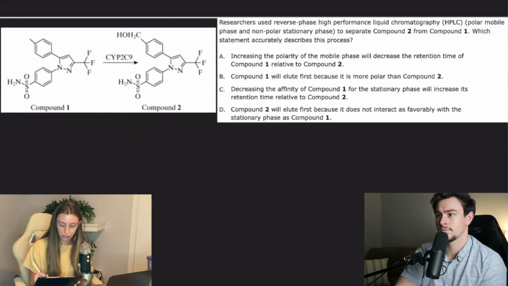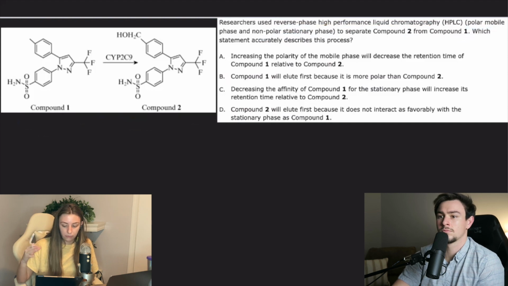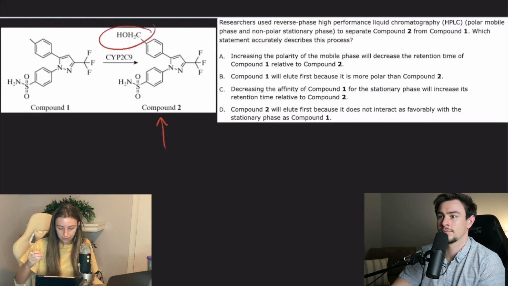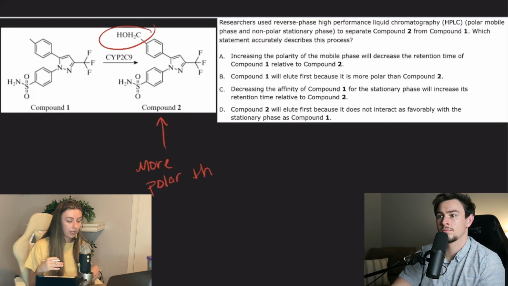So what are some things I note? I know that high performance liquid chromatography is a really great analog with TLC, or thin layer chromatography. So I'm looking at polarity. I want to look at basically what's the difference in the polarity between these two. Before I go even into the answer choices, I noticed that compound 2, the only difference is that it has this alcohol group right here. That's the only group, and so that makes it more polar than compound 1.